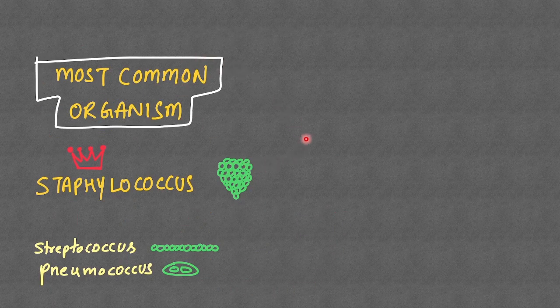Now we will talk about the bacteria which are most commonly found in these bone infections. The most common organism which is found in the bone infection is the Staphylococcus. Here Staphylo means a structure like a bunch of grapes, and the cocci or coccus here means that the bacteria are round in shape. Now these round bacteria form a structure like a bunch of grapes. That is why they are called Staphylococcus.